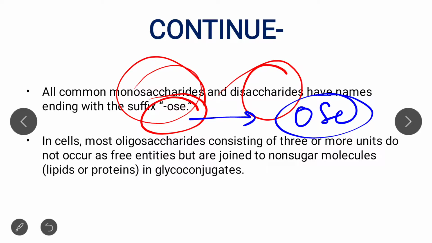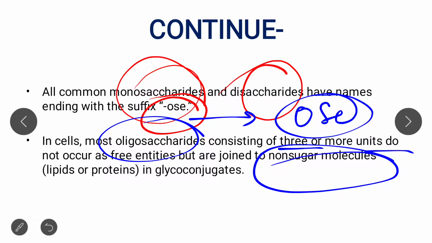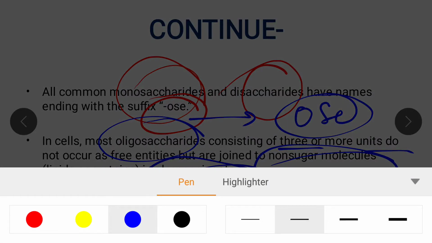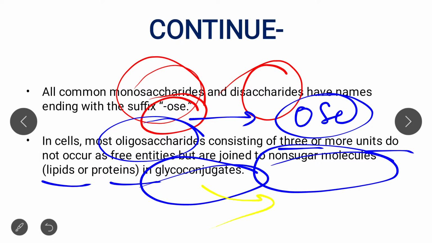Now, most oligosaccharides which consist of 3 or more units are joined with one non-sugar molecule, and it may be either lipid or protein, and that is known as a glycoconjugate. I will teach you glycoconjugates in my upcoming lectures. Just take the concept here. I hope that you get a clear idea till now. If you still have any question, then please comment on the comment box.